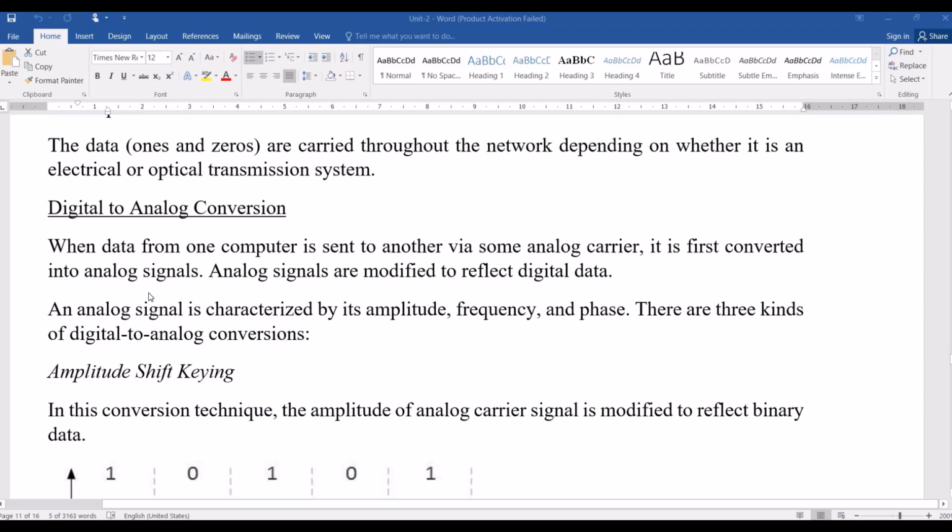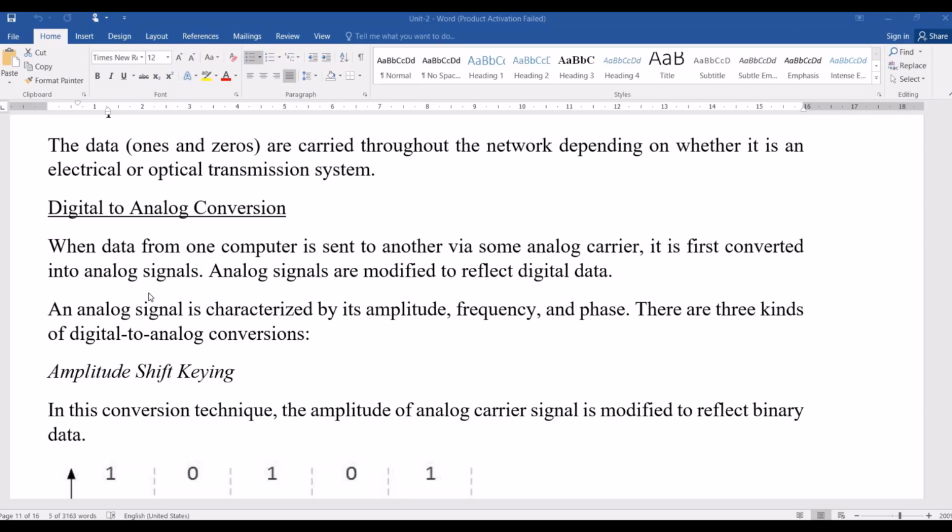And there are different types of conversion between analog and digital. Let's see first the digital to analog conversion. When data from a computer is sent out via an analog carrier, it is first converted into analog signals. Analog signals are modified to reflect digital data.